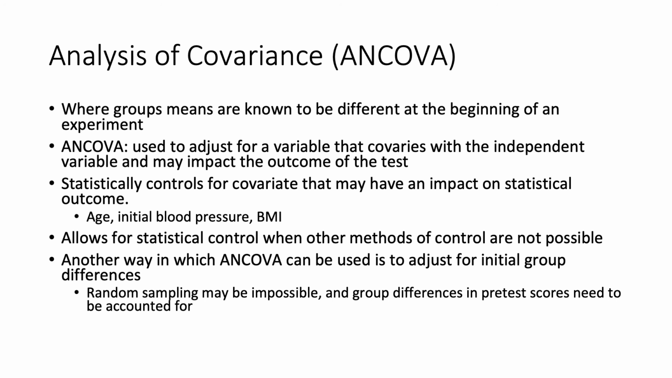In addition, ANCOVA allows for statistical control when other methods of control are not possible. Another way in which ANCOVA can be used is to adjust for initial group differences. There may be times in which random sampling is impossible and group differences in pre-test scores need to be accounted for. So in a sense, you are making a fair comparison at the start of an intervention.